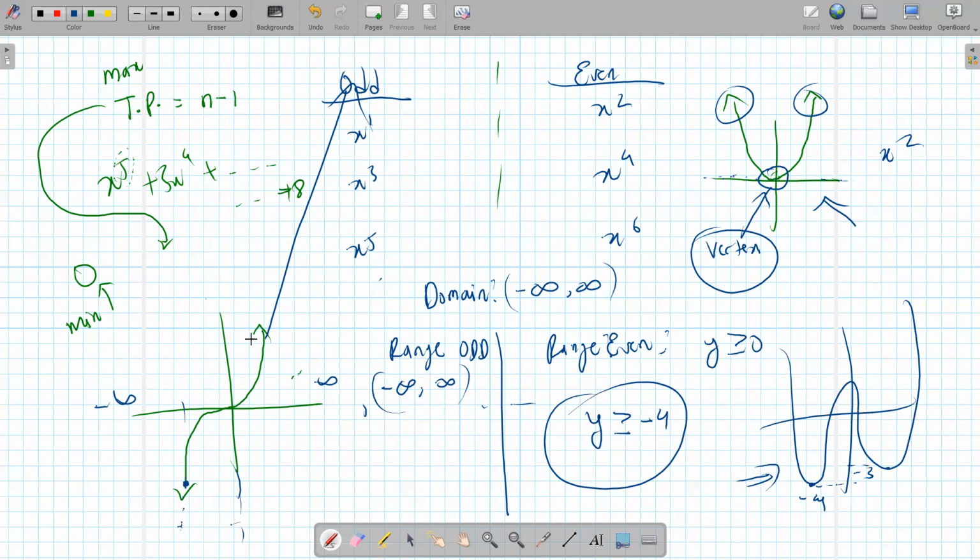Same thing up here. So the main idea: the domain for any polynomial function, doesn't matter odd or even, is going to be from negative infinity to positive infinity. But the range for odd is the same thing as its domain, negative to positive. The range for even, though, depends on its minimum or its maximum value, okay? It depends on its vertex, the extreme value that it can take.